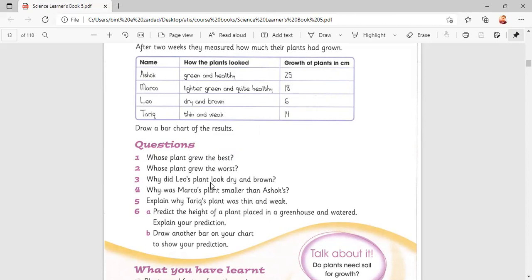Why did Leo's plant look dry and brown? Actually, Leo didn't water the plant. That's why it's 6 centimeters.